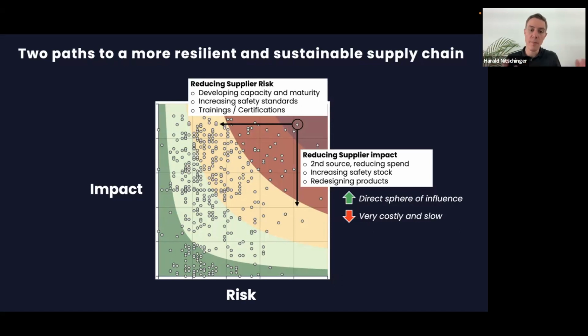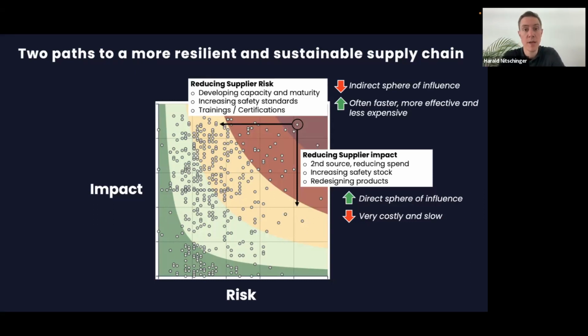So these are the two dimensions that we can work with. The ability to reduce risk at suppliers from the perspective of a customer can sometimes be a bit harder because it depends on the leverage you have over that supplier. It's not your direct sphere of influence, but it can often be a much faster, more effective, and oftentimes much less expensive way to actually move a supplier from the red to the yellow or the green.